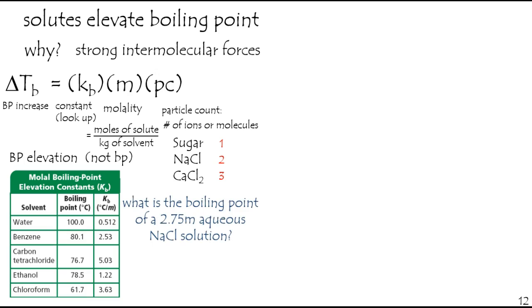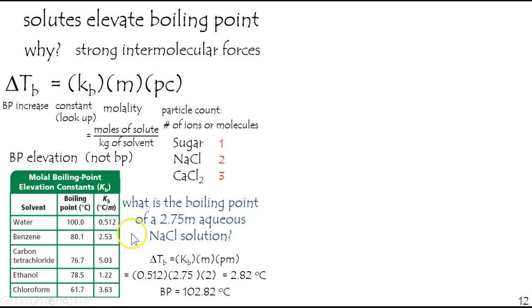Let's solve a problem. What's the boiling point of a 2.75 molal aqueous sodium chloride solution? Well, the boiling point increase we'll figure out, then we'll tack it on to 100 to get the actual boiling point. This looks like direct plug-in since 0.512 can be found right there. That's the K sub B for water.